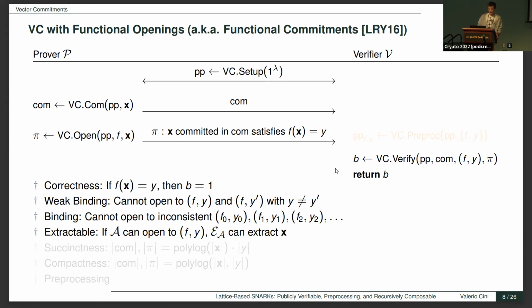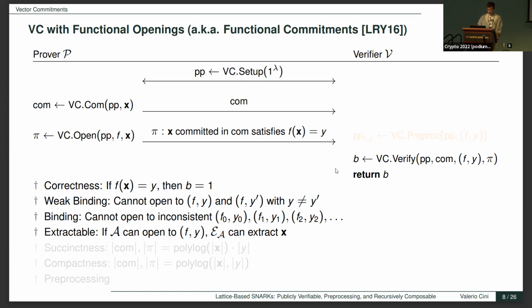A slightly stronger property is binding, and here we require that the prover should not be able to open inconsistent tuples (f_i, y_i). And the even stronger requirement is that of extractability. Here we require that whenever the prover is able to open a tuple (f, y), then there exists an extractor that extracts an x such that f of x equals y, and x is in the commitment.